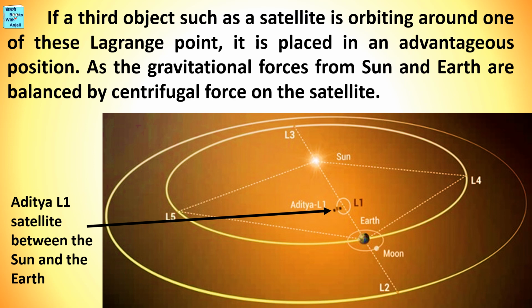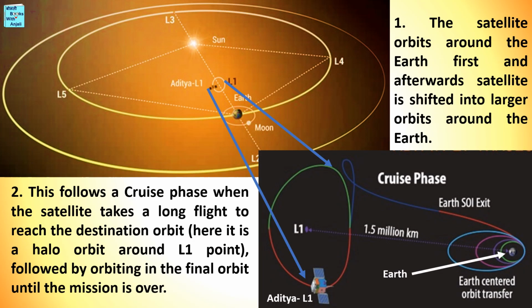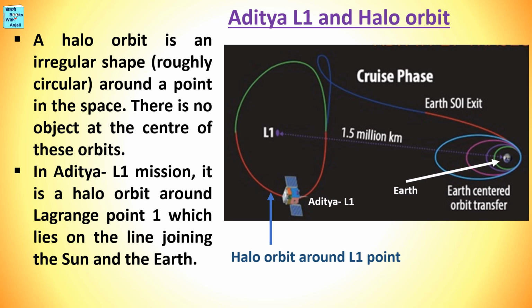The arrow shows the Aditya L1 satellite between the Sun and the Earth. The satellite orbits around the Earth first and afterward, satellite is shifted into larger orbits around the Earth. This follows a cruise phase when the satellite takes a long flight to reach the destination orbit, followed by orbiting in the final orbit until the mission is over. Over here, the destination orbit is the halo orbit around L1 point. Aditya L1 and halo orbit.